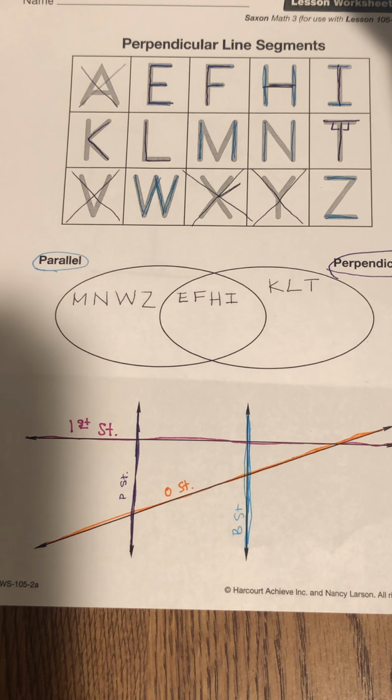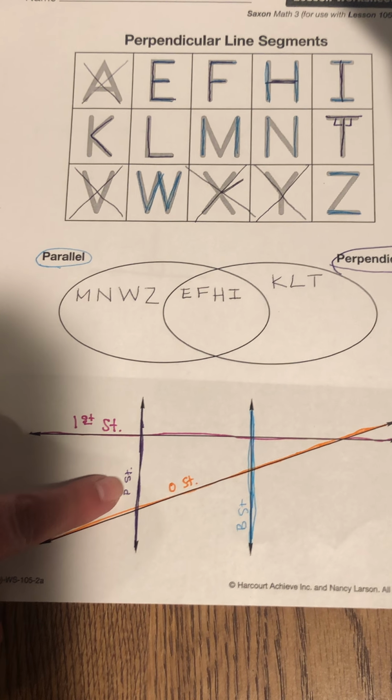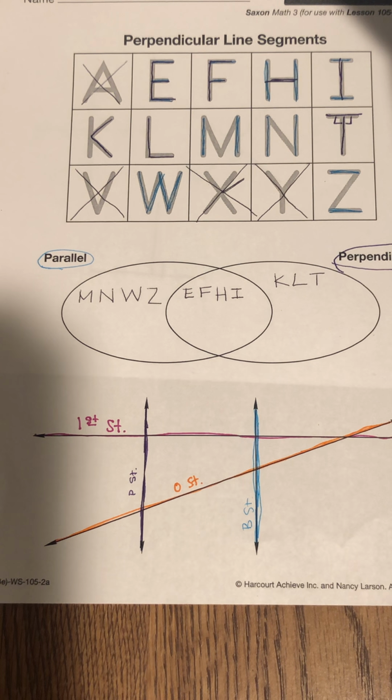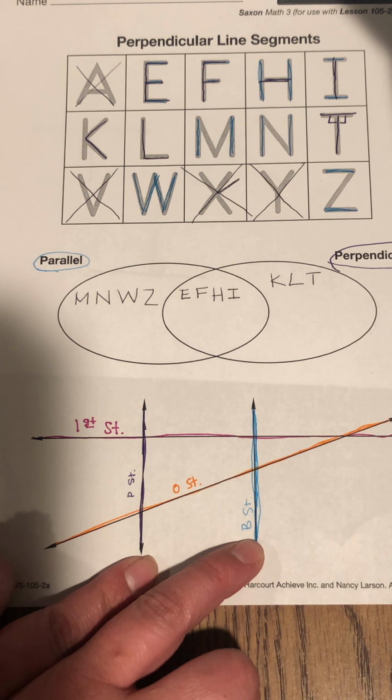So now here are our streets that we have. We have First Street, P Street, O Street, and B Street. What two streets are parallel to each other? P Street and B Street. These two are parallel to each other.